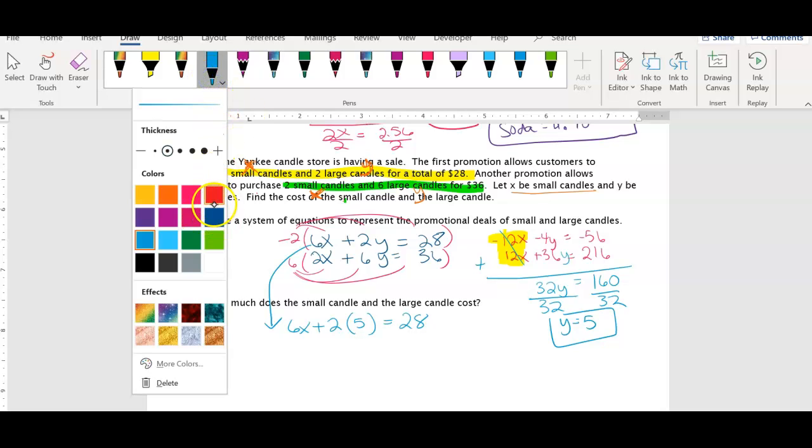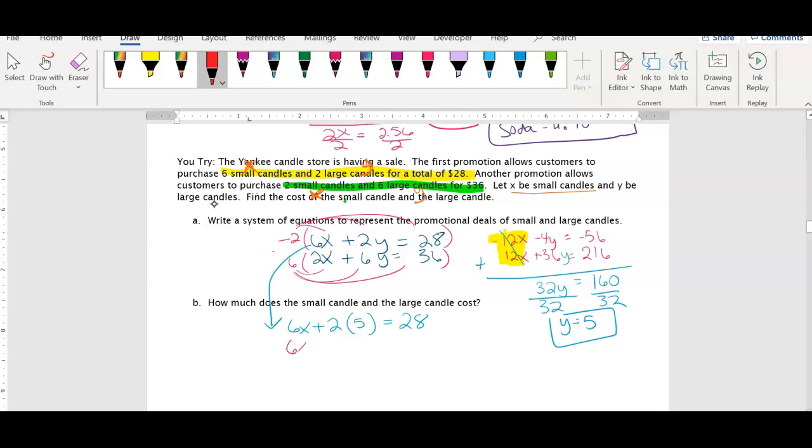Now I need to get rid of my parentheses, so I'll bring my 6x down. 2 times 5 is 10, and it equals 28. Next step is the wall and floor. I want to get rid of that 10, so I'm going to subtract 10 on both sides. 6x equals 28 minus 10 is 18. Divide each side by 6 to get x by itself, and x equals 18 divided by 6, which is 3.